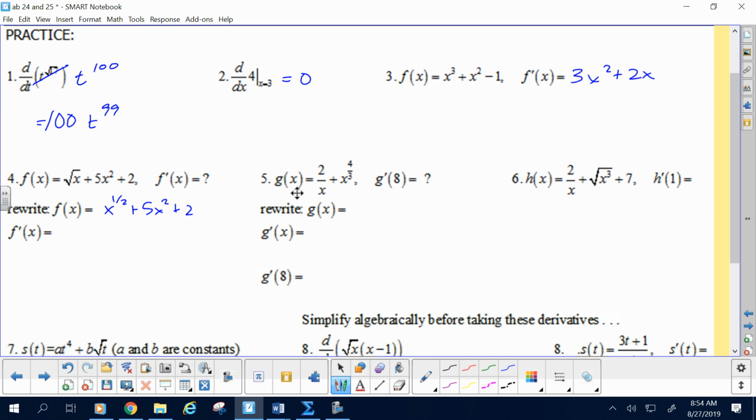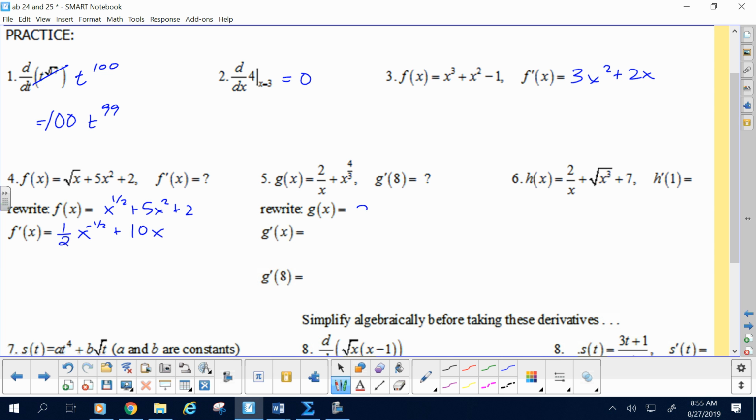Taya, what'd you say for the derivative? What did you say the derivative of x to the half was? Sorry, what's the derivative of x to the half? Oh, 1/2 x to the minus 1/2, and then plus, what was the rest of it? 10x, I agree. Constant, the derivative of 2 goes away, it's 0. Okay. How about on G?